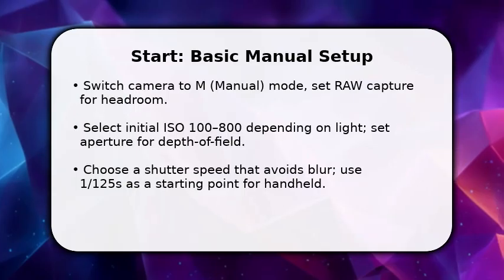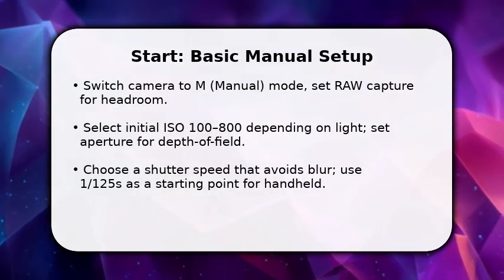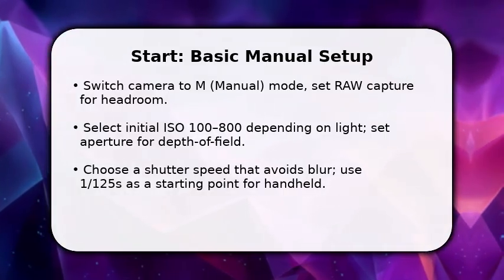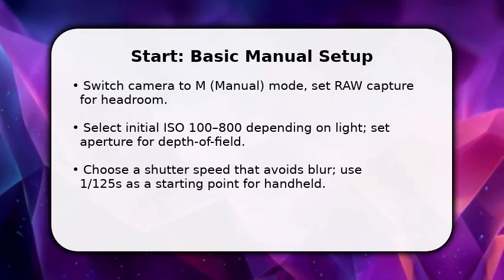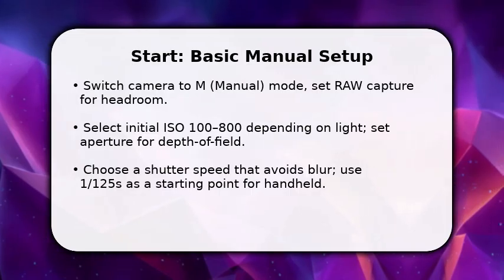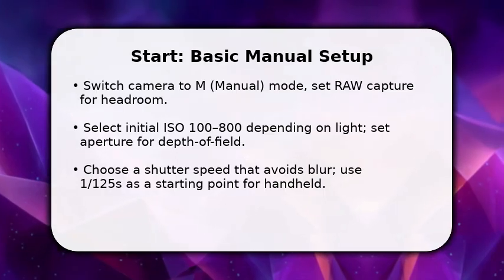You begin by putting the camera in manual mode and choosing RAW so you have editing latitude. Set ISO low in bright light and increase only when needed to keep noise down. Next, pick an aperture that matches your depth goal, wide for subject separation, narrow for landscape, and set a shutter speed that prevents camera or subject blur.